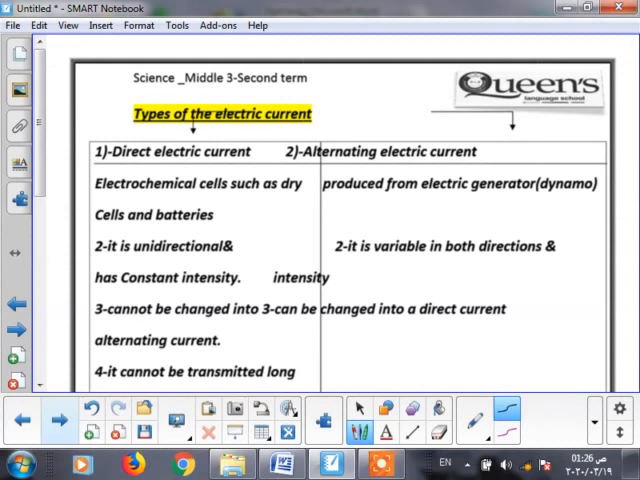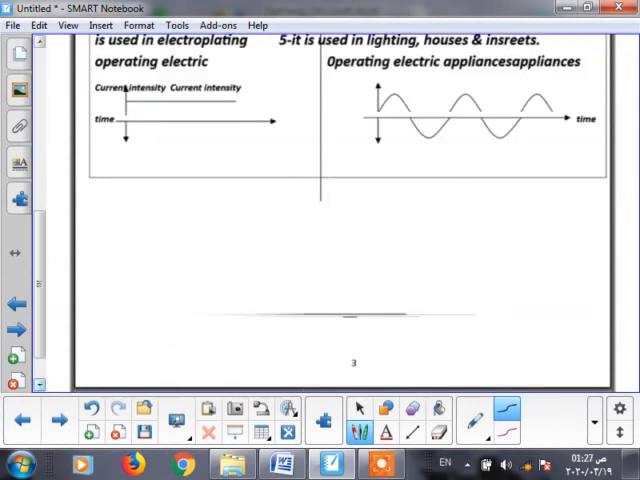The direct current is unidirectional and has constant intensity. What about the alternating? It has variable direction and intensity. The direct can't be changed into alternating, but the alternating can be changed into direct. The direct can be transmitted only for a short distance. What about the alternating? It can be transmitted for long or short distances. As we said, the direct has constant current intensity, while the alternating has variable current intensity, as we know from this graph.